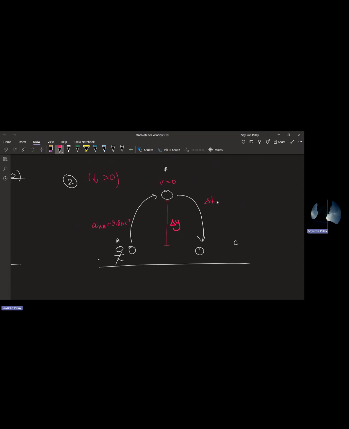The change in time from A to B is equal to the change in time from B to C. So from that stage of motion to that stage of motion, the time will be the same. Why? Because of time symmetry. We call that time symmetry. The time will be the same. So that helps us with our problem solving.